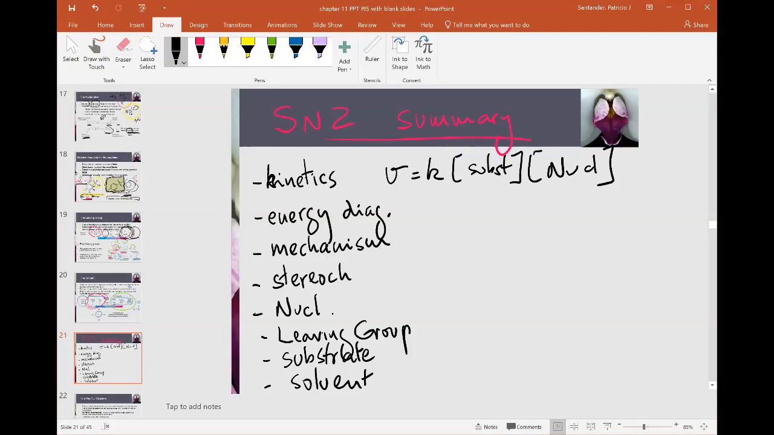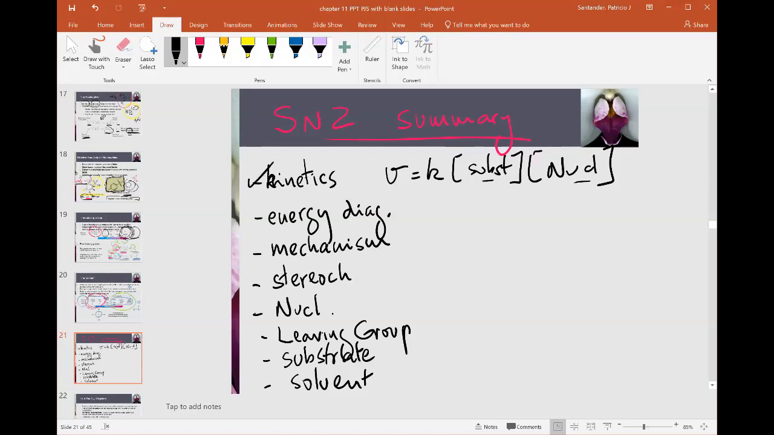So that means that if I double the concentration of the substrate and double the concentration of the nucleophile, the rate of the reaction will be 4 times the one that we observe with the normal amount of substrate and nucleophile. Or if I triple the concentration of the substrate and double the concentration of the nucleophile, then the rate of the reaction will be 6 times. All right, so there we have kinetics.